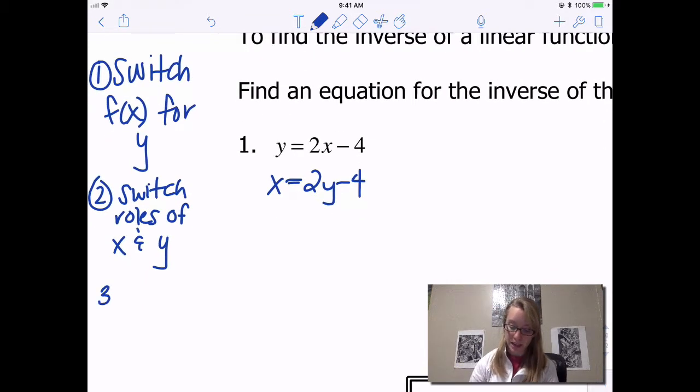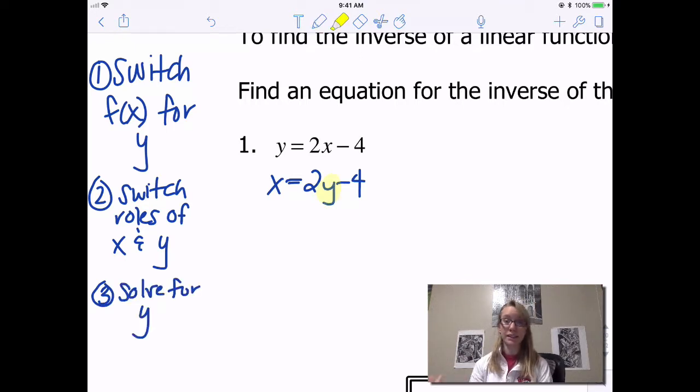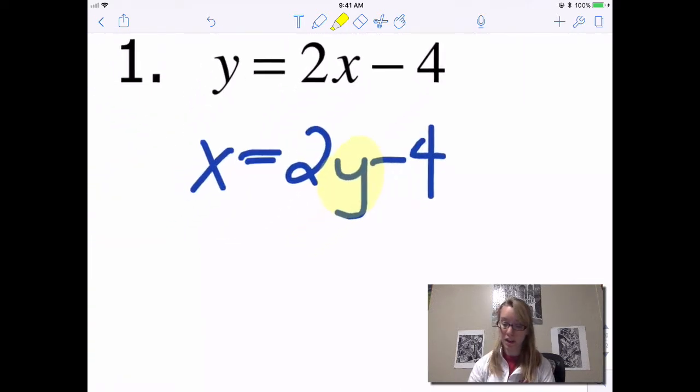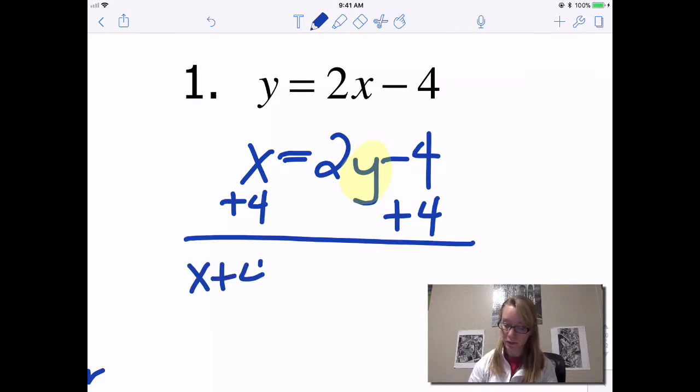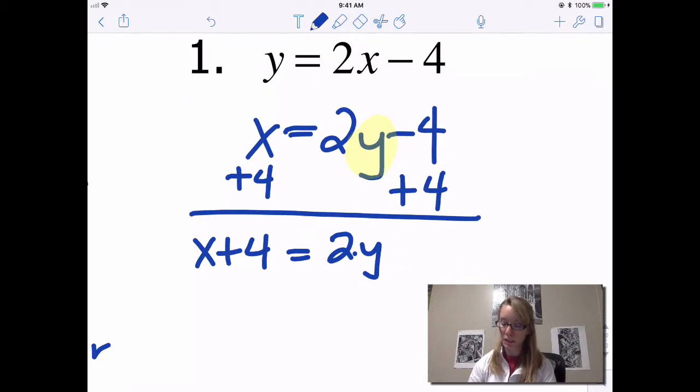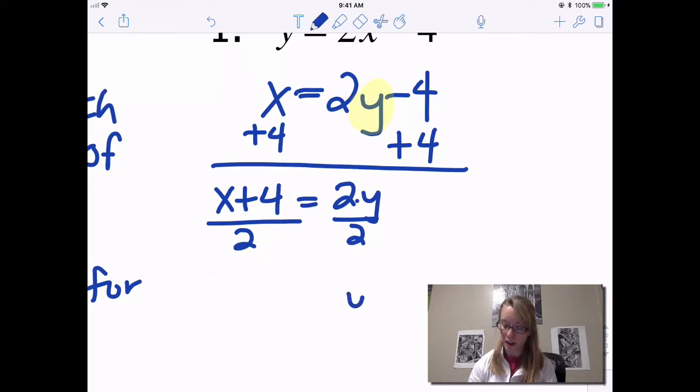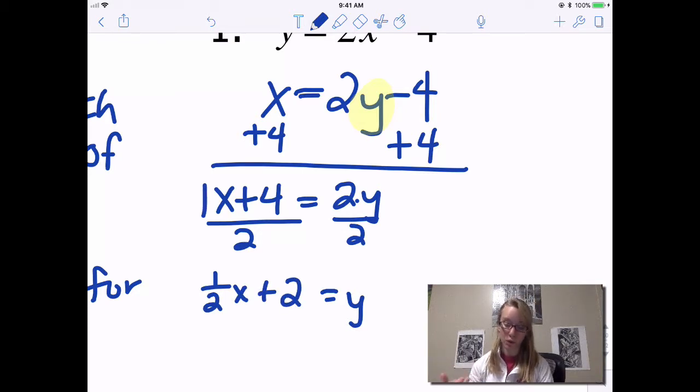Number 3 is that I want to solve for y. So I've got y right here. This is why we did that practice, because I have to actually solve this equation and get y by itself. So I add 4 to both sides, and I get x plus 4 equals 2 times y. Then since 2 is multiplied by y, I'll divide both sides by 2, and I get y equals 1/2 x plus 2, because this is 1x over 2, and then 4 over 2 is 2.